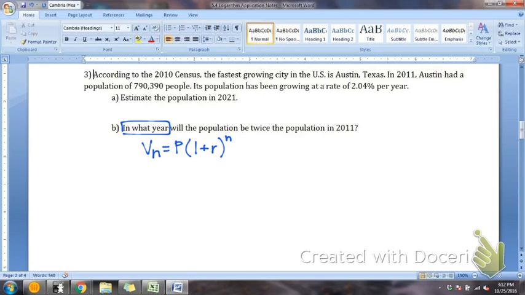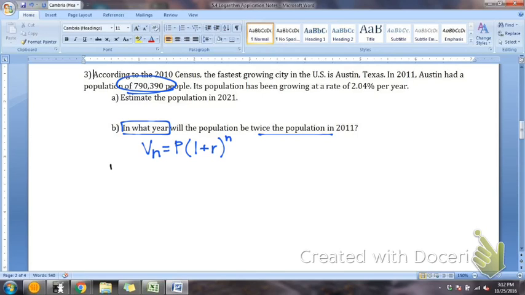So we're adding population, right? It's increasing. So twice the population in 2011. How are we supposed to find twice the population in 2011? Two times. What was the population in 2011? There we go. So to find out what our VN is, it says twice the population in 2011. Well, the 793.90 is what it was in 2011. So if we just multiply that by 2, okay? So everyone multiply that by 2.